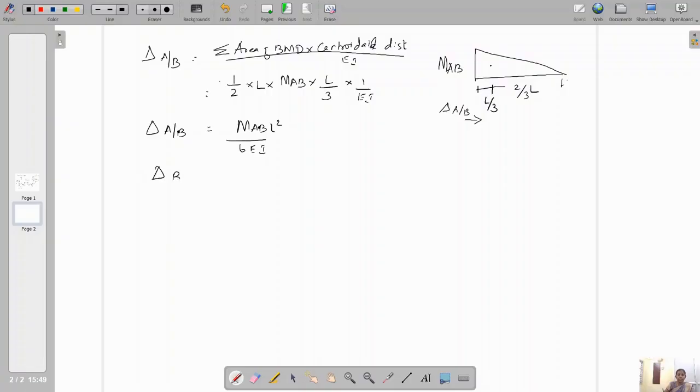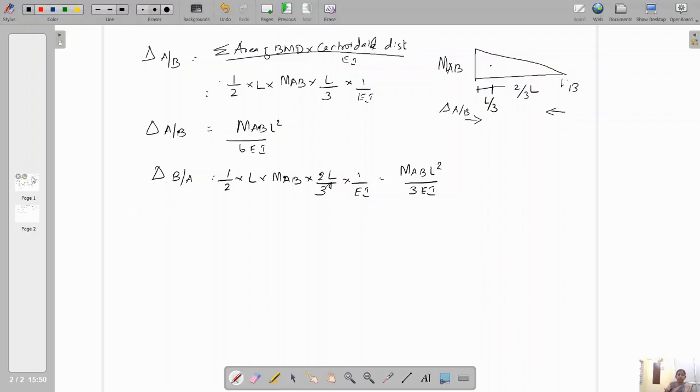Similarly, delta B by A, from the B support towards this direction, is half into L into MAB into 2L by 3, because from B the centroid distance is 2 by 3 of L, into 1 by EI. So it is MAB L square by 3EI. Okay.